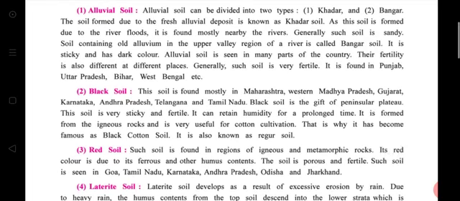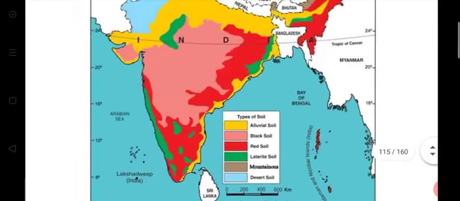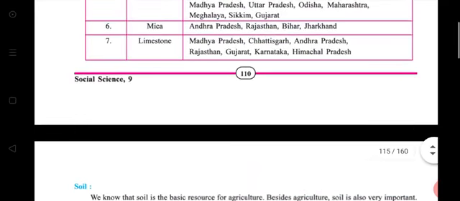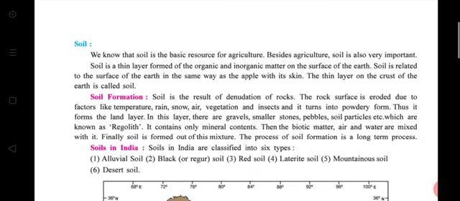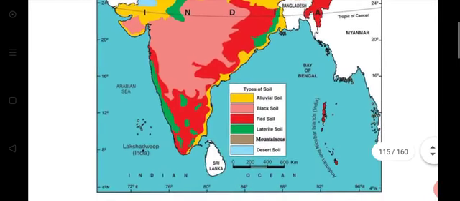So in homework, you will write a short note on alluvial soil, black soil, and red soil. Try not to skip any point. In the next lecture, we will finish this chapter, because only three topics are remaining: the fourth, fifth, and sixth types of soil. Also write a short note on minerals and rocks in the rough book, and write a short note on soil one time in the fair note and one time in the rough book. Is it clear? Good.